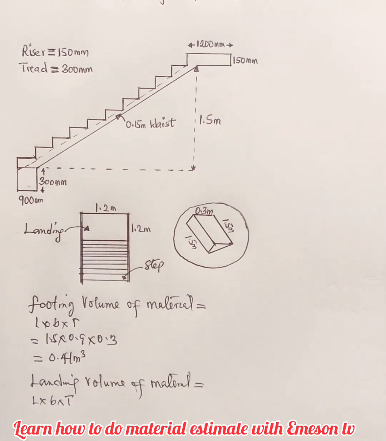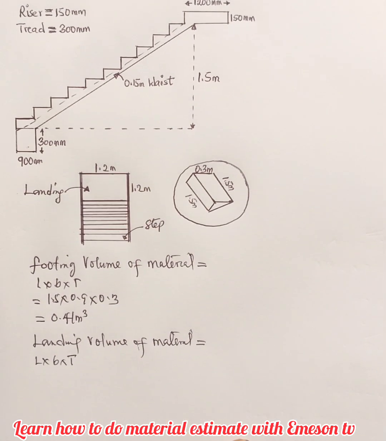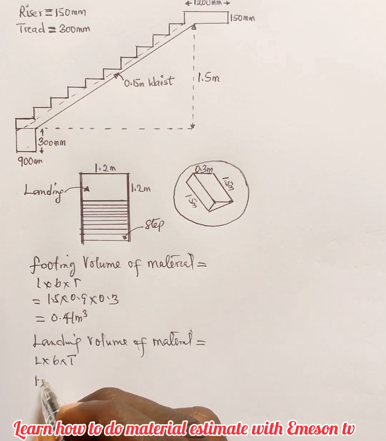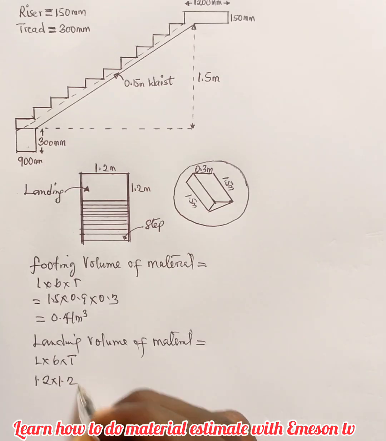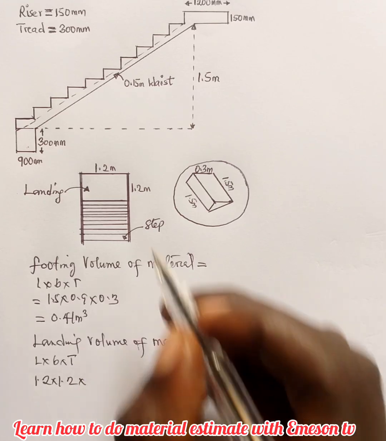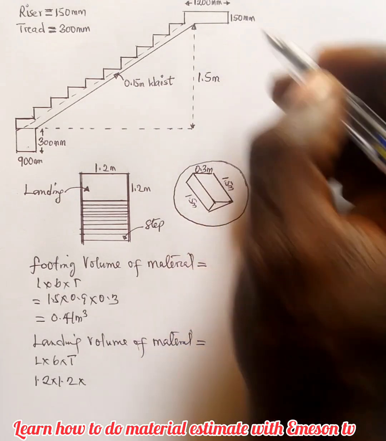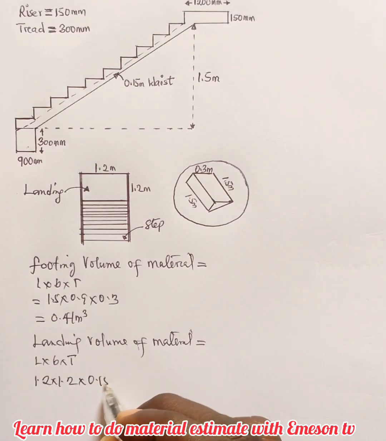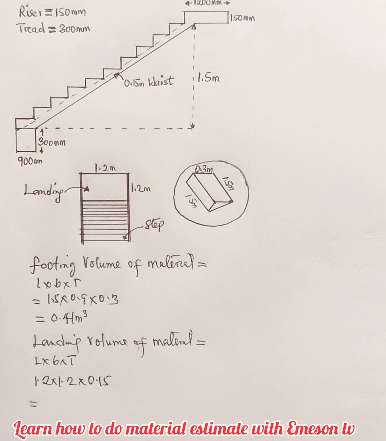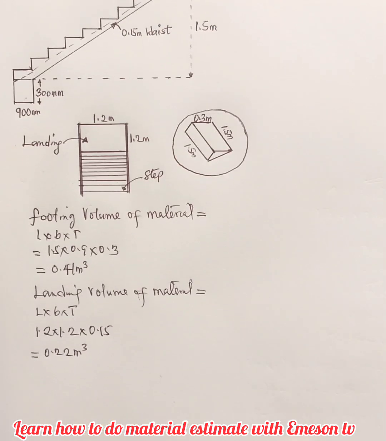The landing is 1.2 by 1.2, that is the length and the breadth, times the thickness. This will help us get the thickness, 0.15, which equals, let's point this out, 0.22 meter cube. I think the next one for us to do, let's consider the waist.